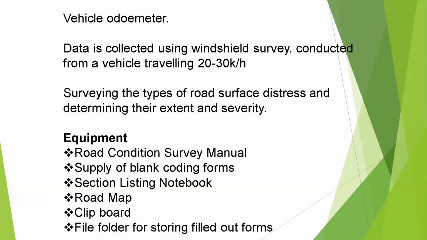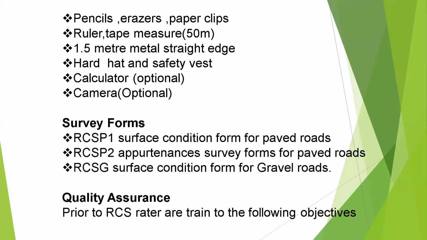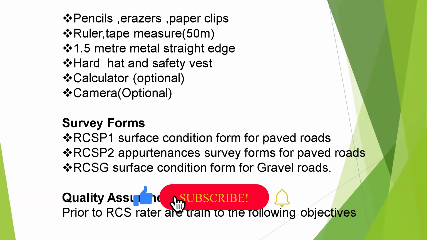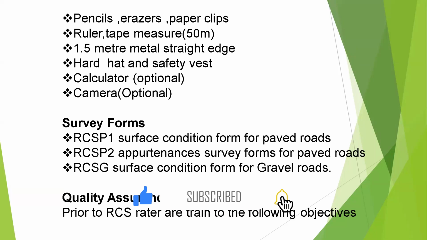The equipment or logistics they take includes the manual, so if they want to refer to anything, they can easily refer. They have blank coding forms, standard forms for data collection. The listing notebook, which I have talked about, the roadmap to guide them, a clipboard and a folder also to go. They have pencils, erasers, and other things, and a hard hat to protect them from the sun. They also have cameras to take pictures and show us.